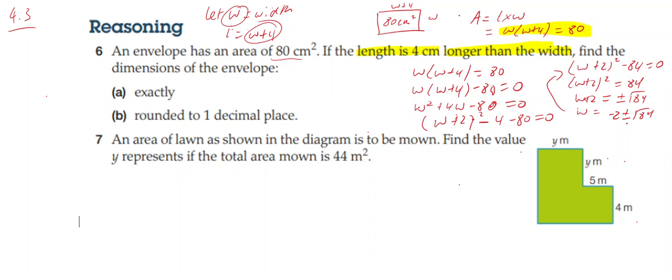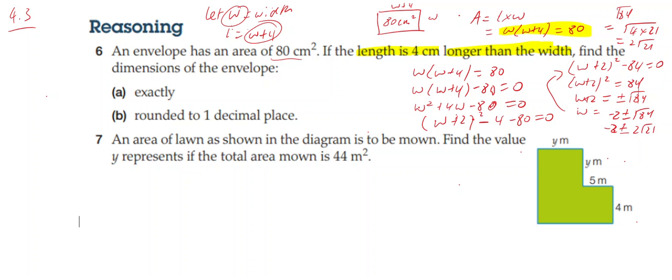Now 84 is a number that can be simplified. I'll do it right here. Root 84 is the same as root 4 times 21. So I can take the 4 out as a 2. So it's 2 root 21. So negative 2 plus or minus 2 root 21.